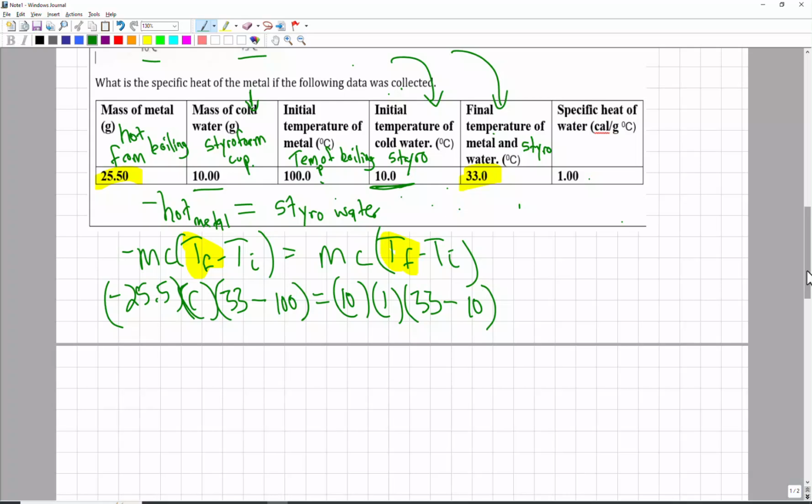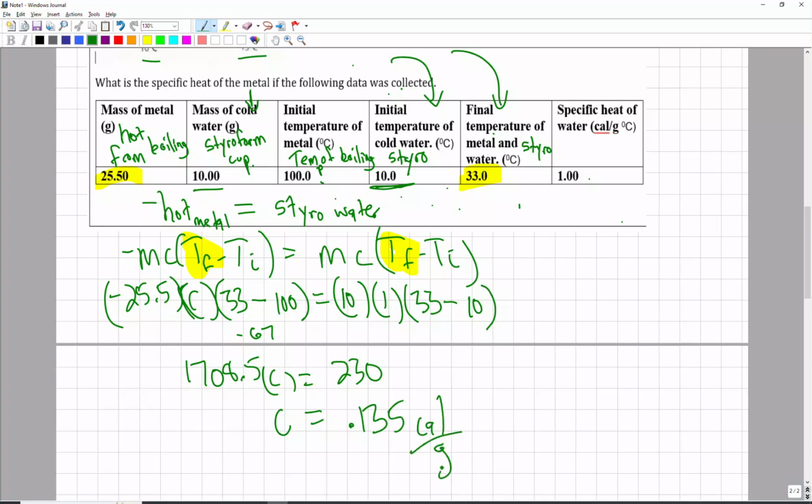So negative 25.5 times, okay, so this right here is 67. Times 67 is negative 1708.5 C equals 33 minus 10 is 23 times 10 is 230. Actually, so C is 230 divided by 1708.5, and I get 0.135 calories per gram degrees Celsius.